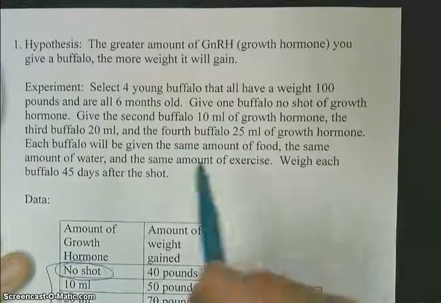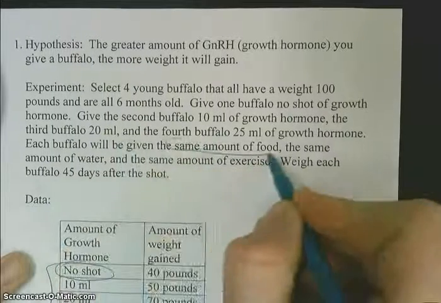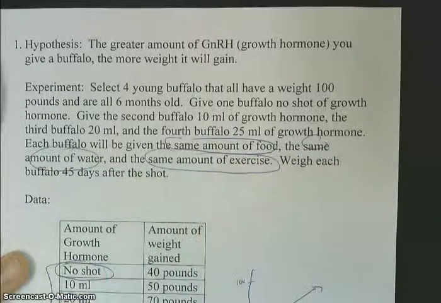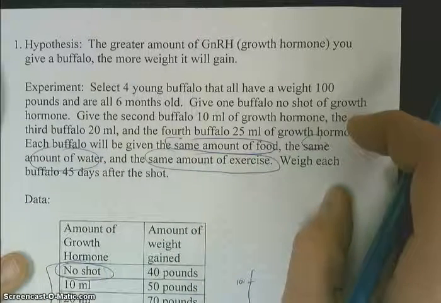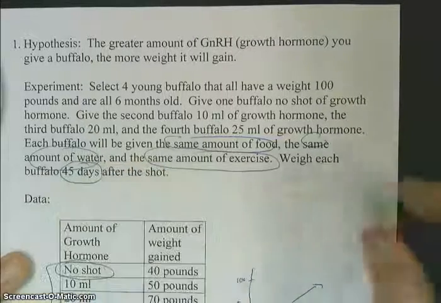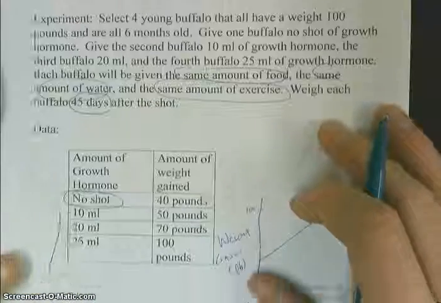Now constants, again, like we said above, there's a whole bunch of different constants. Each buffalo is given same amount of food, that's constant. The same amount of water, same amount of exercise. They live in the same conditions, so that would be 3 constants. They're also all weighed 45 days after. So those would be some of your constants that we could talk about.